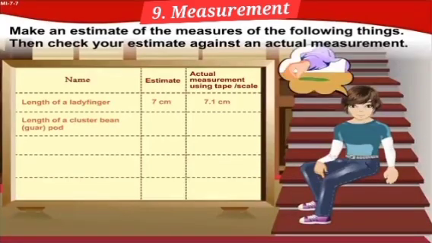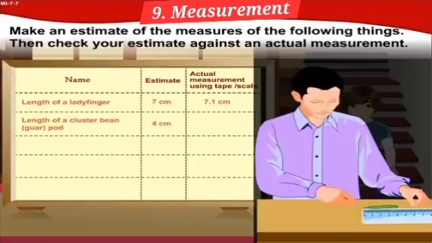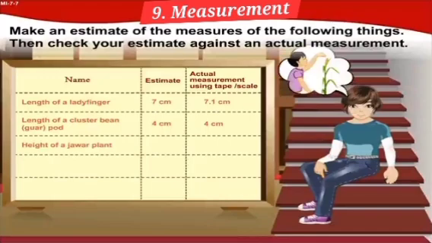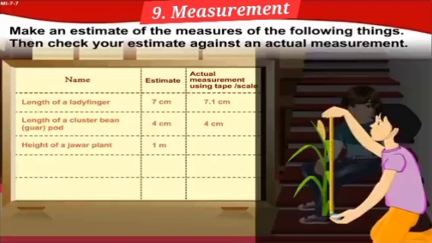Length of a cluster bean or guar pod. Nandu estimated it to be 4 centimeters. And guess what? The actual measurement is 4 centimeters as well. Height of a jowar plant. I asked Salim to measure the height of the jowar plant. He measured it to be 1 meter. But the actual measurement was 90 centimeters. Quite close, right?